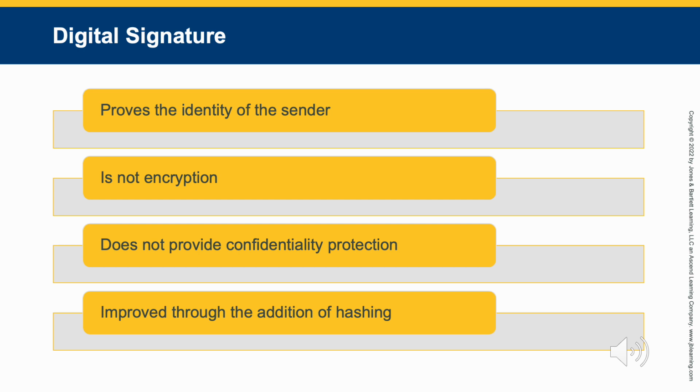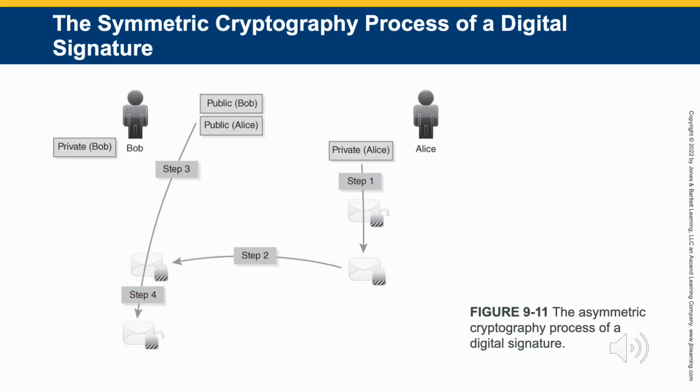A digital signature proves the identity of the sender. It is not encryption and does not provide confidentiality protection, and it is improved through the addition of hashing. In this example, we see the asymmetric cryptography process of a digital signature. Alice has her private key and publishes her public key, so Bob can get her public key and decrypt the data that she sends to him.